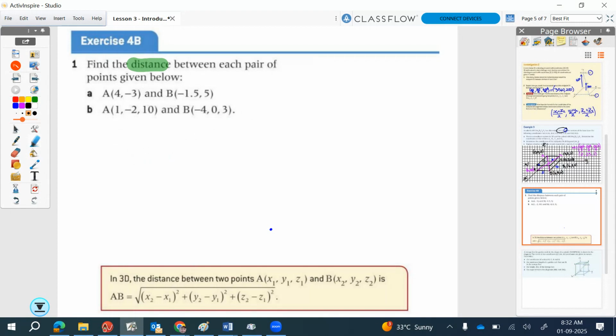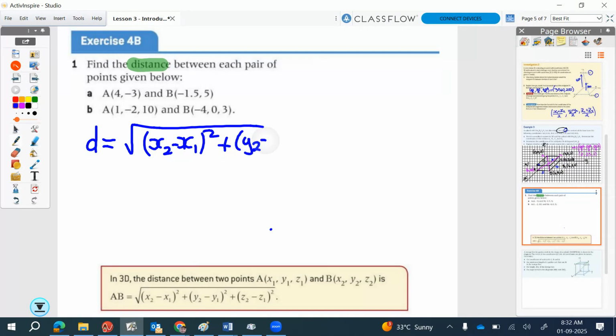We've got a distance to calculate now, and we have the distance formula on the formula sheet. The distance formula is d is equal to root of x2 minus x1 squared plus y2 minus y1 squared. This is the 2D one. We can put our values into this formula.